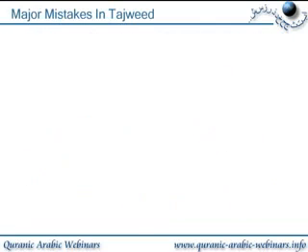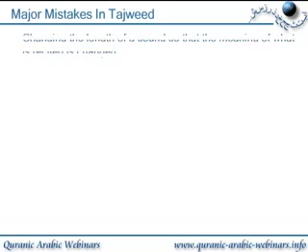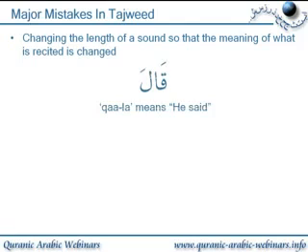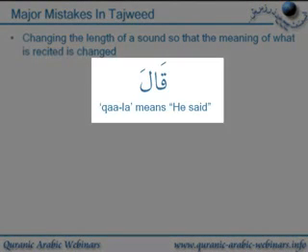So now we'll look at the importance of getting the lengths correct. Changing the length of a sound can change the meaning of what is recited. So what we're going to explain here is that pronouncing the sounds incorrectly, i.e. in their length, can change the grammatical meaning of what you're reading. So here we have a word in Arabic which is qa la. So we have the fathah alif taking place, the long vowel, which is qaa, which is two long, and then the la, which is one long.